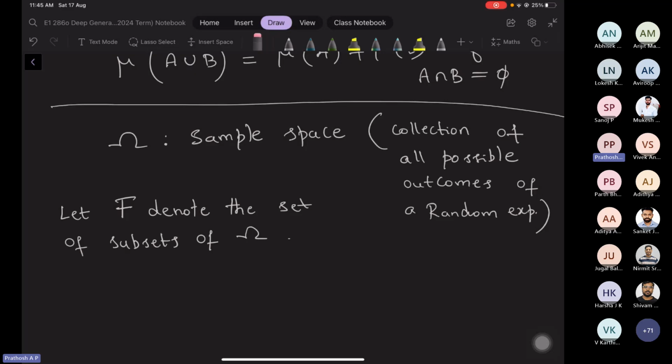Is this clear? Just like we had line segments, which are pieces of the real line, you have subsets of the sample space, which is a set. Now we have a set and we have subsets. Because we have a set and its subsets, we can define a measure on it. Correct? So now define a measure.